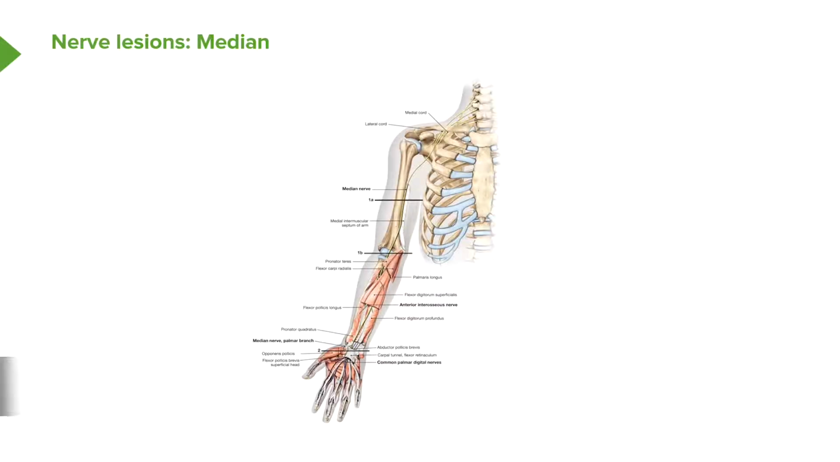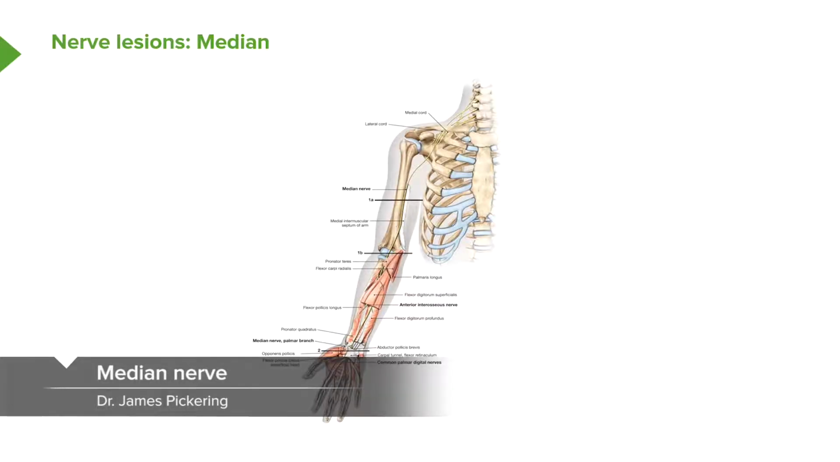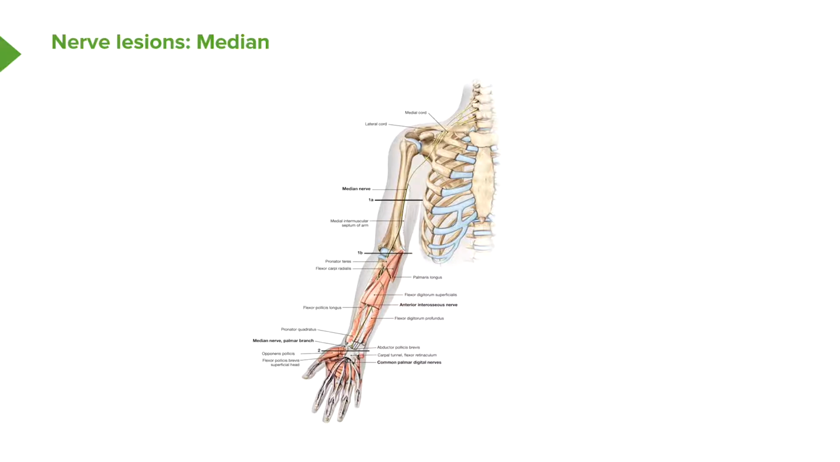Now let's turn to the median nerve. There's a number of places the median nerve can be damaged. It can be damaged in the arm, at the elbow, and at the carpal tunnel. Remember, the median nerve doesn't supply anything in the arm, but it supplies a considerable amount of muscles in the anterior compartment of the forearm and in the hand.